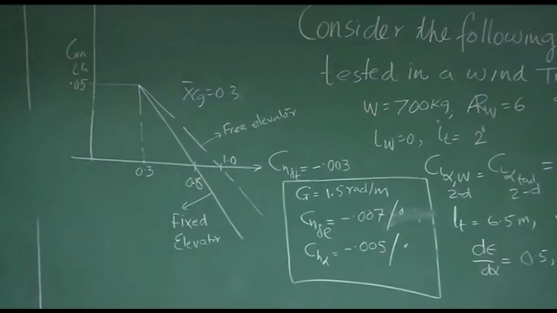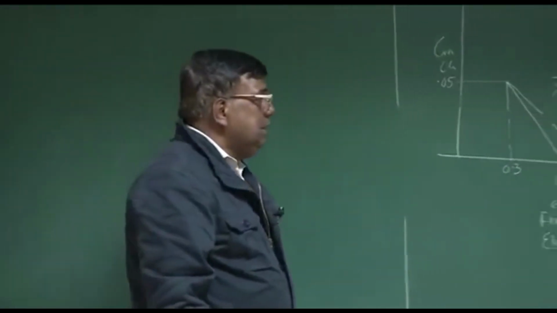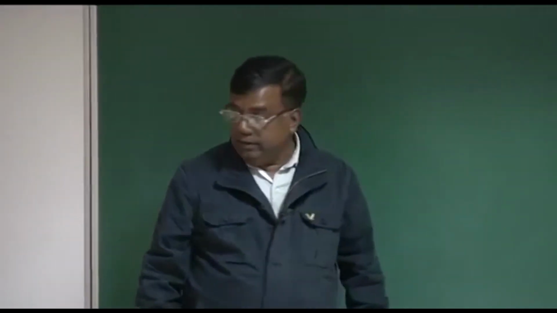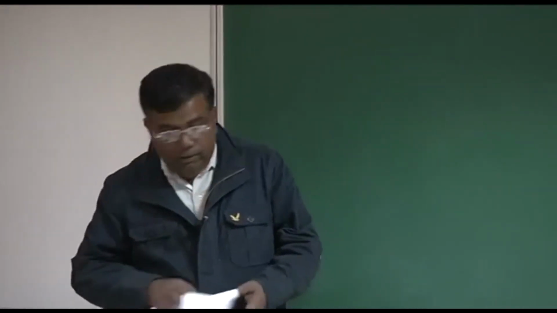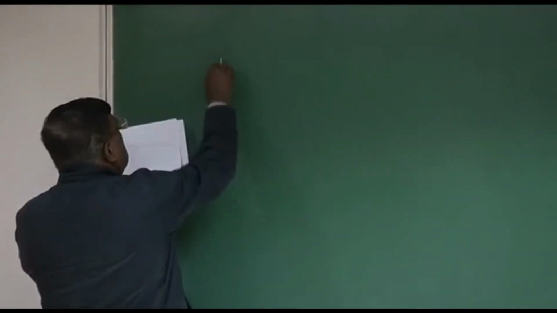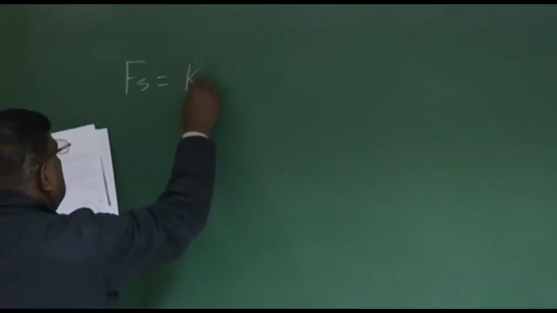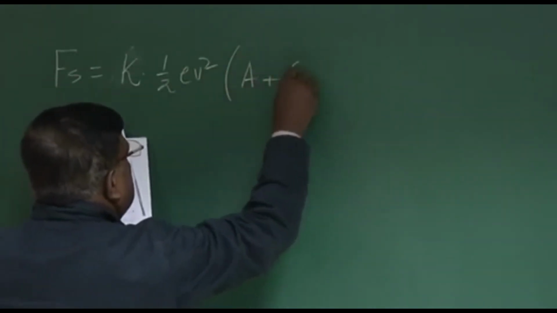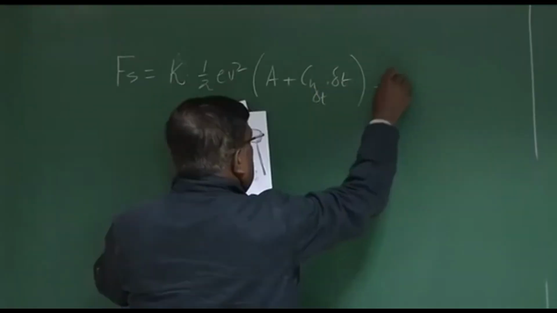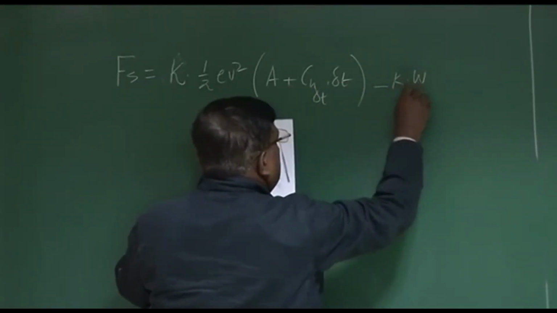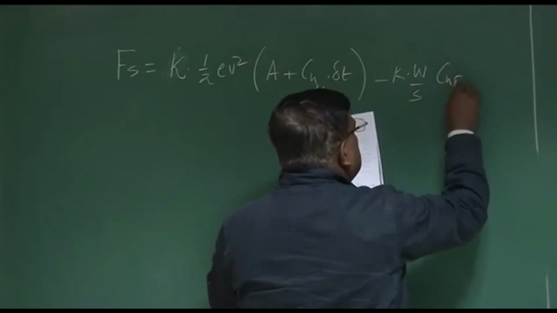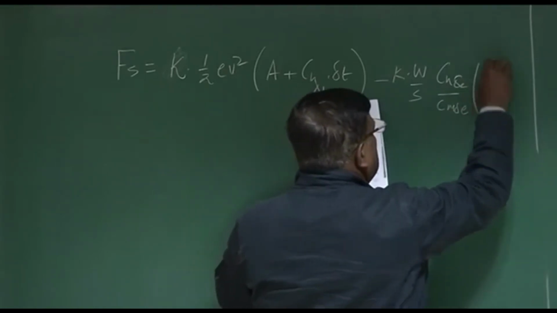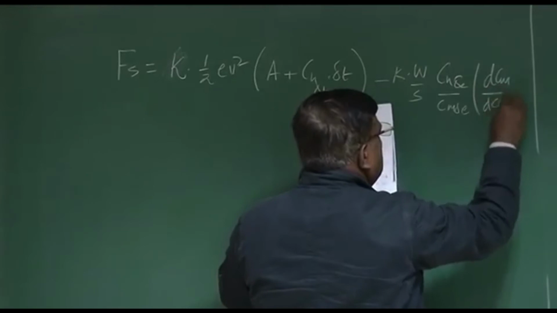So I'm coming toward the domain of stick force. G was the gearing constant. And if you recall the expression of stick force, which is difficult to remember, we derived the expression as K into half rho V square, then A plus CH delta T into delta T minus K into W by S CH delta E by Cm delta E into dCm by dCl free.